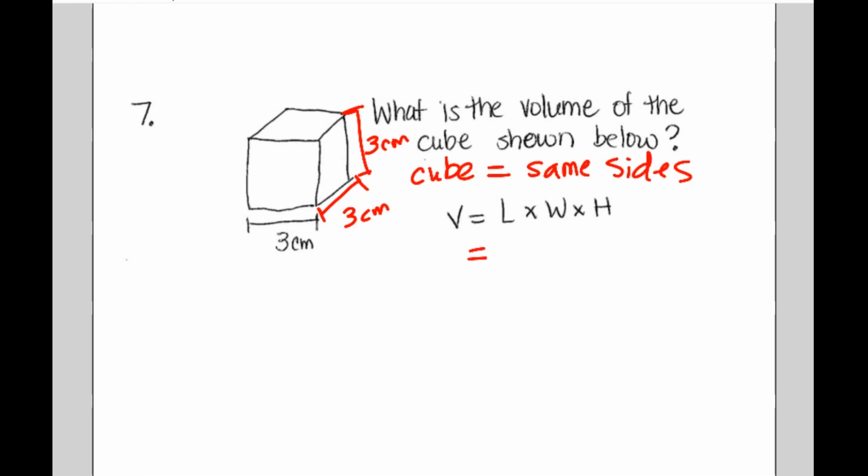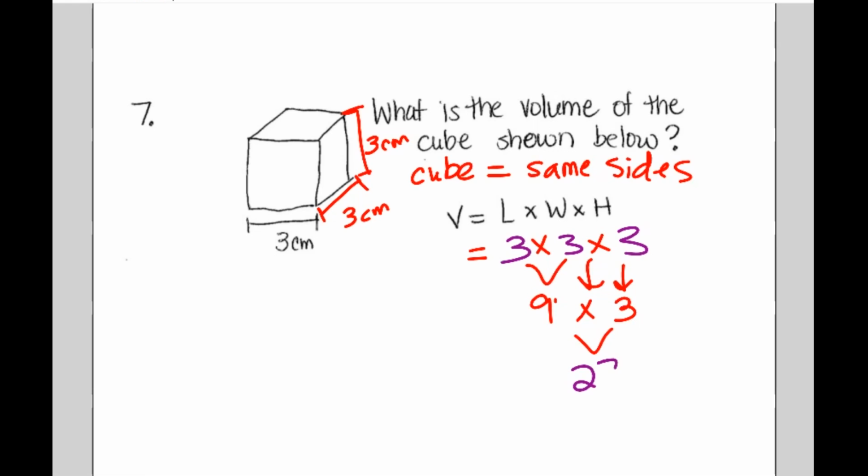So now what do we do? We do 3 times 3 times 3. I know 3 times 3 is 9. 9 times 3 is 27. So it's going to be 27 centimeters cubed. That is our volume for this cube.